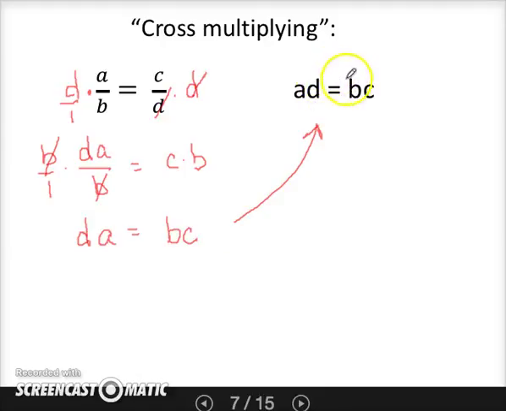The way that you might be more used to seeing it done is A over B equals C over D, and someone might have told you, look, you can just cross multiply. So BC goes on this side of the equal sign, and AD goes on this side.